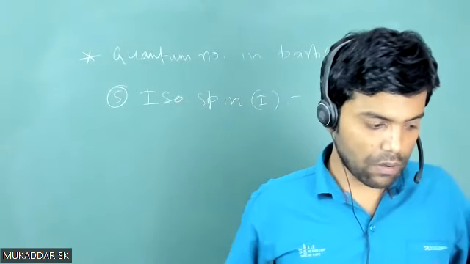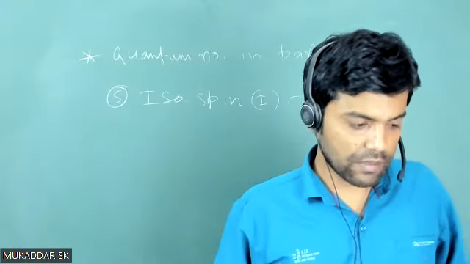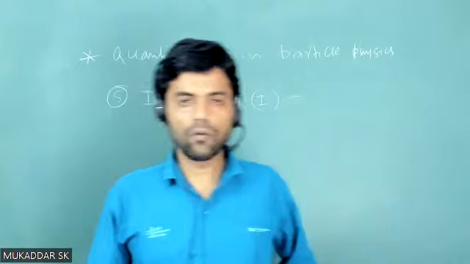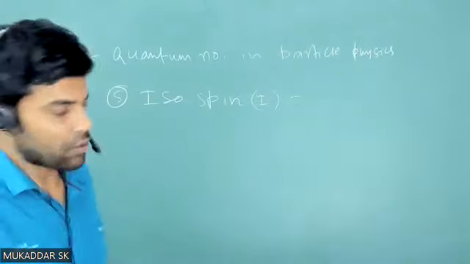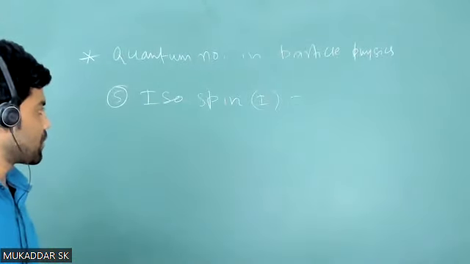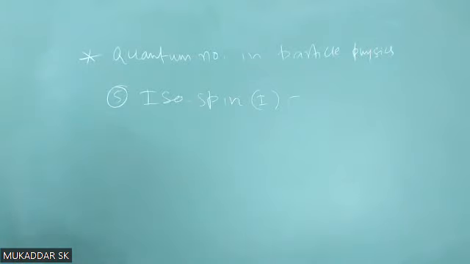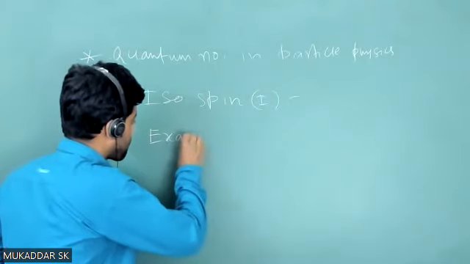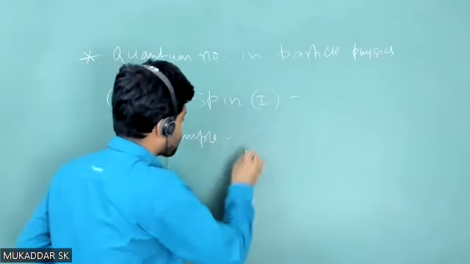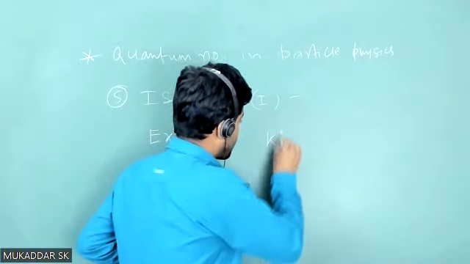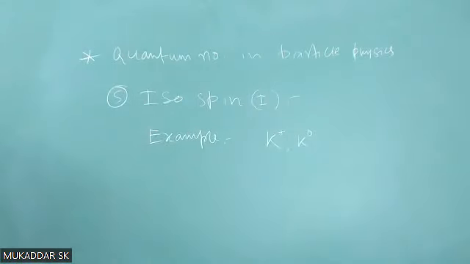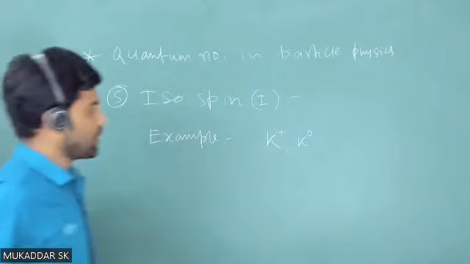Hadrons having nearly same mass, same spin and same strangeness quantum number are grouped together and assigned a quantum number, that is isospin quantum number. For example, if you take K plus and K0, they have nearly same mass. And their spin is also same.